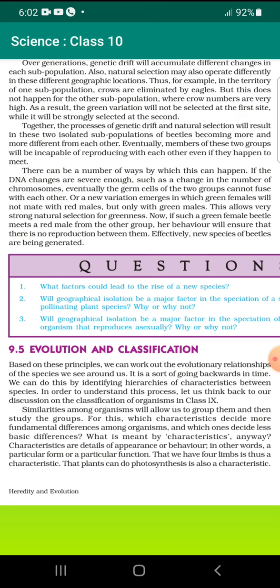This allows very strong natural selection for greenness. Now, if such a green female beetle meets a red male from the other group, her behavior will ensure that there is effectively no reproduction between them. New species of beetles are being generated.